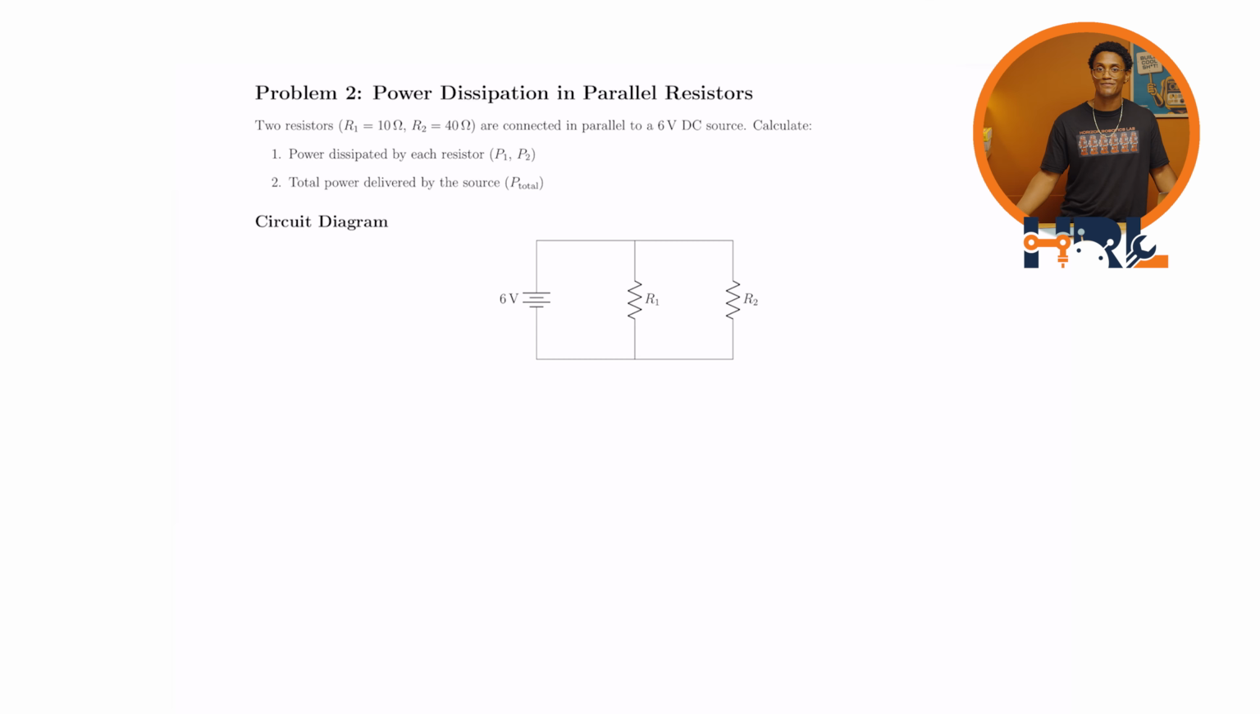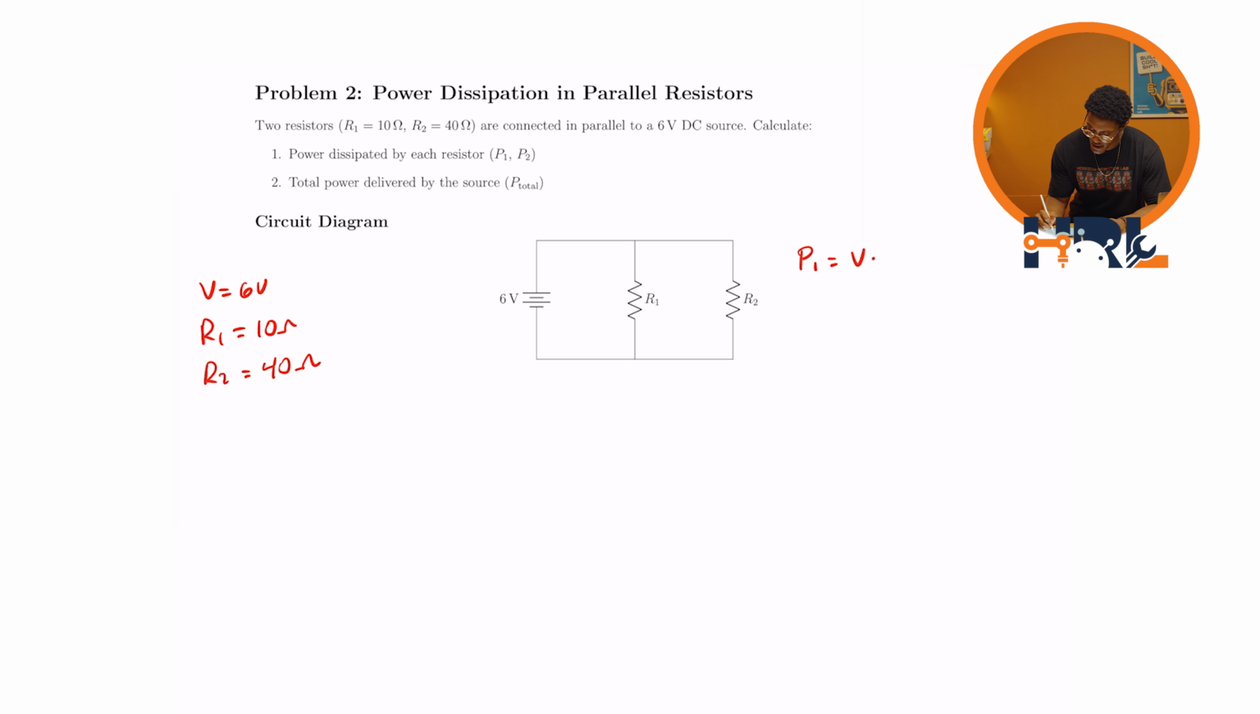Let's jump right in. Alright, let's always start by writing down what information is given to us. So, we have V is equal to 6 volts, we have R1, which is equal to 10 ohms, and we have R2 is equal to 40 ohms. So the problem wants us to find P1 and P2. P1 is given to us by V times I1. And P2 is given to us by V times I2.